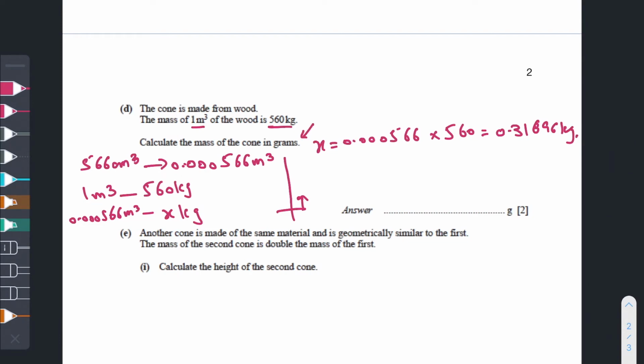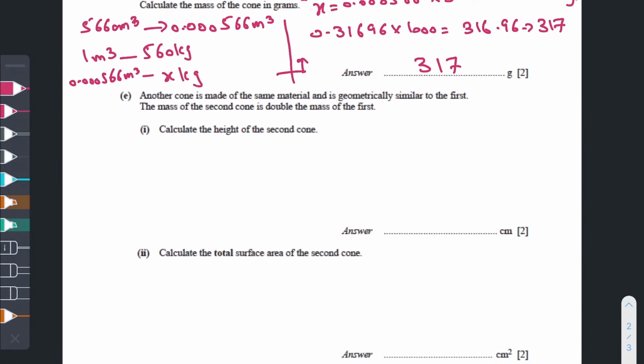So you multiply 0.31696 by 1000. This comes out to be 316.96. You convert this into three significant figures. So your mass of the cone becomes 317. You write the value over here, 317 grams.